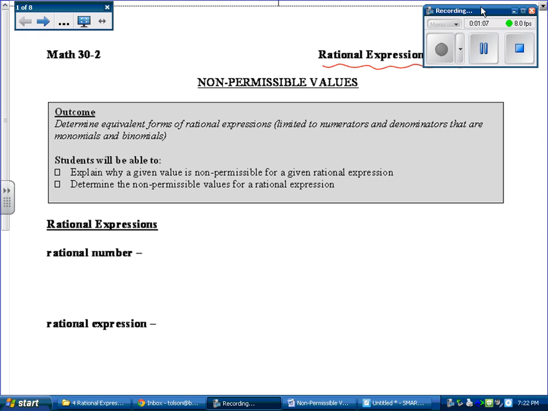So the outcome, what you should be able to do after the end of today, is determine equivalent forms of rational expressions, and that's limited to numerators and denominators that are monomials and binomials. What today's lesson is about is non-permissible values. You need to be able to explain why a given value is non-permissible, not permitted, for a given rational expression, and also be able to determine the non-permissible values for a rational expression.